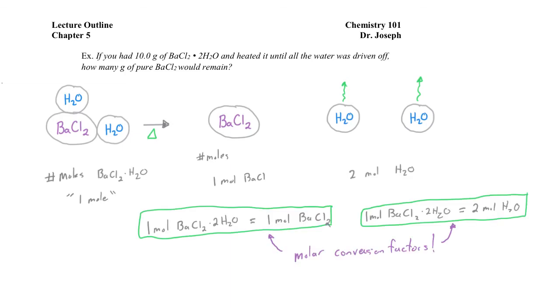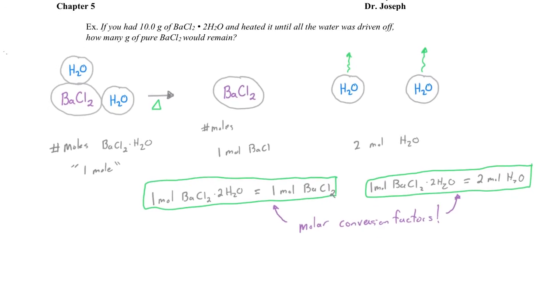You can think about this in terms of the molar conversion factors. We know that if we had 1 mole of barium chloride dihydrate, that is the same as saying we have 1 mole of barium chloride. We can also make another conversion factor relating water to the hydrated salt. For every mole of barium chloride dihydrate, there are 2 moles of water. Now what I want to do is show you how we can use these conversion factors to help us solve this problem. So let's go take a look at that below.